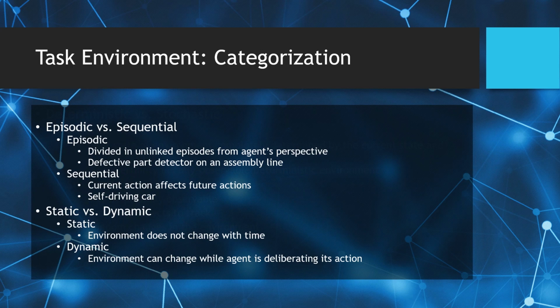If the environment can change while an agent is deliberating, then we say the environment is dynamic for that agent. Otherwise, it is static. Static environments are easy to deal with because the agent does not need to keep looking at the environment while it is deciding on an action. So we use all these things in making a successful intelligent agent.